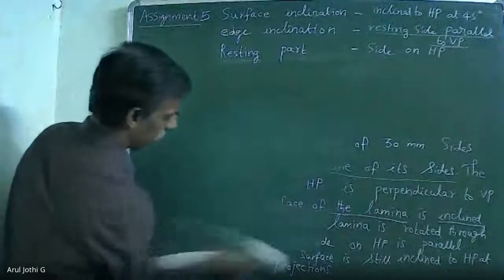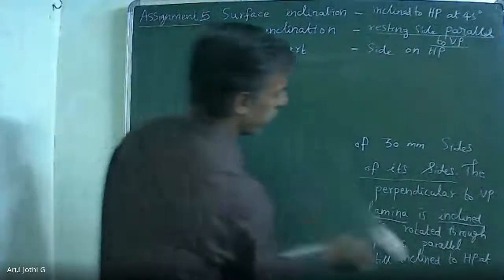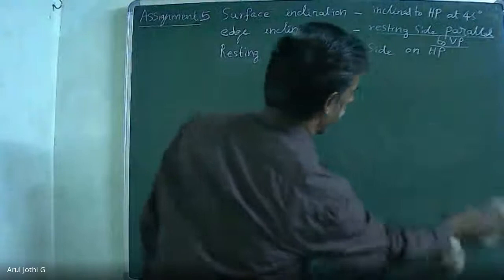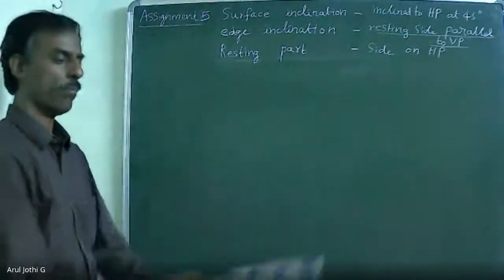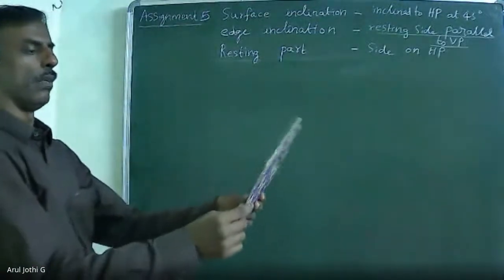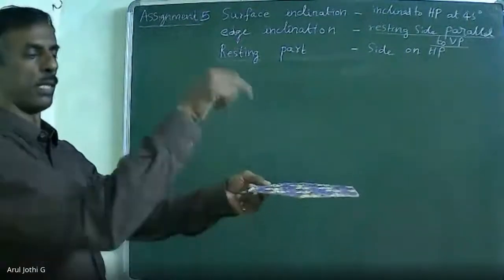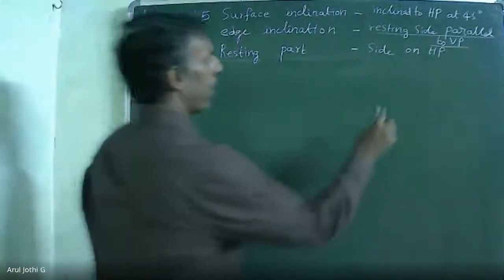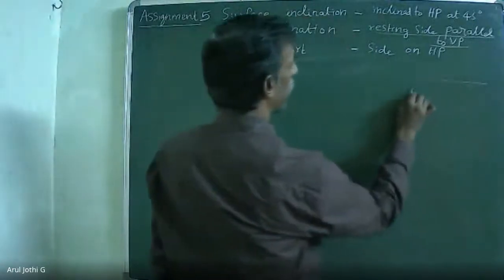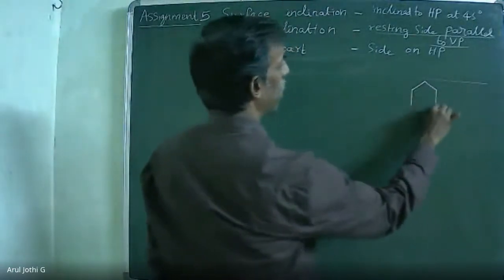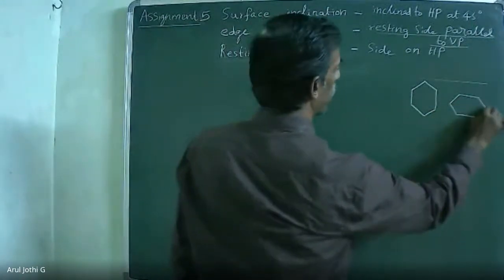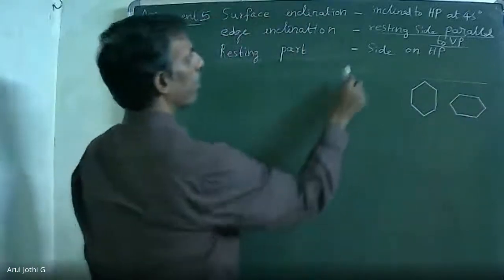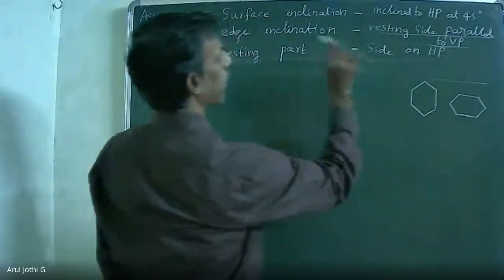Now, surface is inclined to HP. When the surface is inclined to HP, we are going to assume that the surface is parallel to HP and start with the top view. In the top view, there are two possibilities available, two orientations available. Which one we have to keep? Which part of the plane is lying on HP? The side is lying on HP.